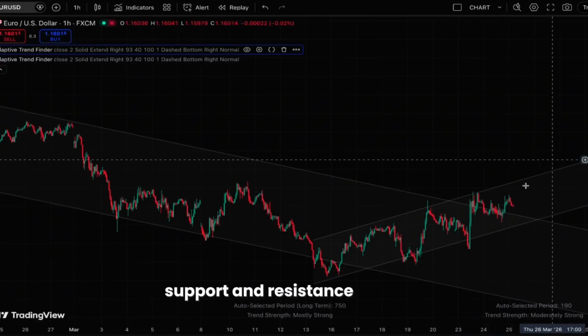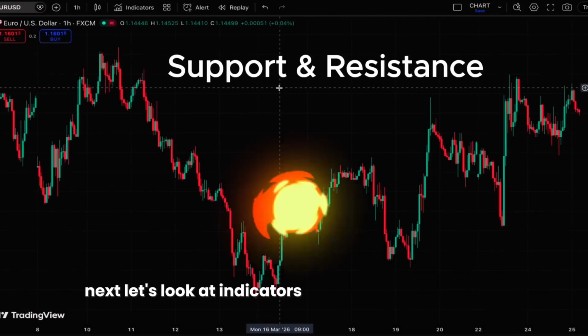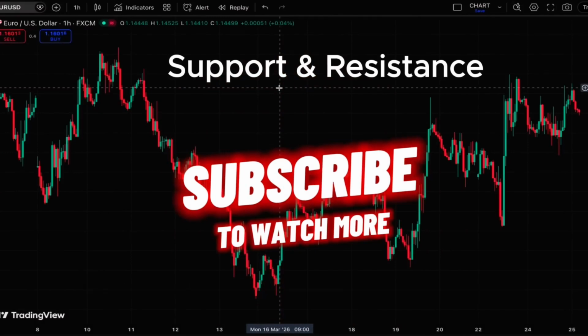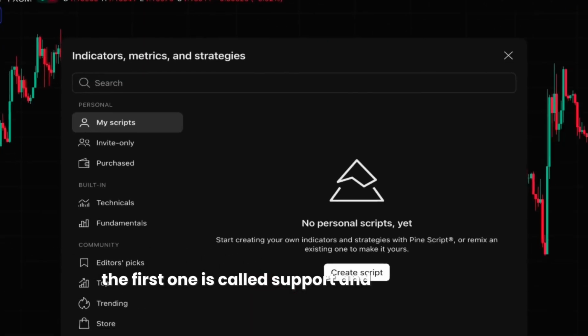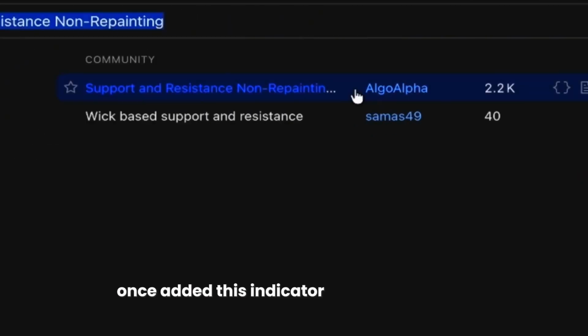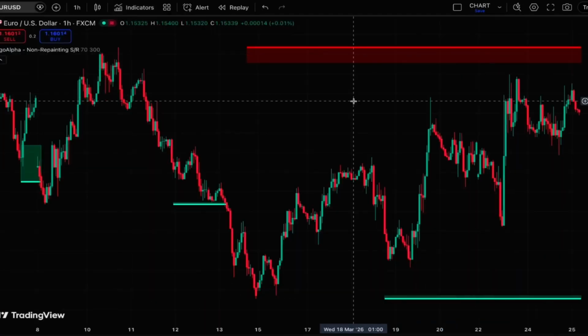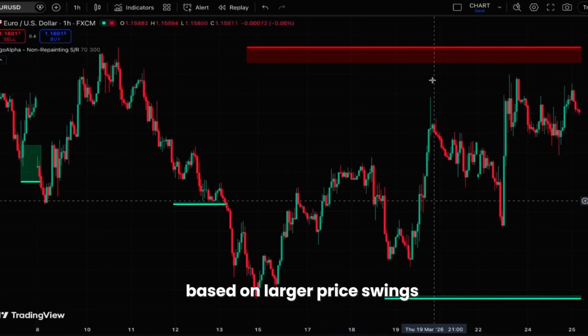Support and resistance indicators. Next, let's look at indicators for support and resistance. The first one is called Support and Resistance Non-Repainting. Once added, this indicator automatically plots support and resistance zones on the chart based on larger price swings.